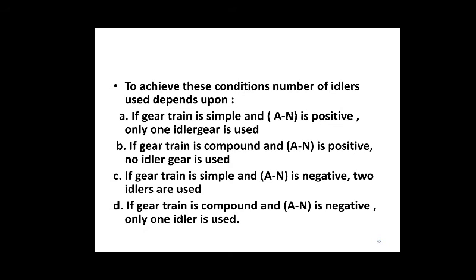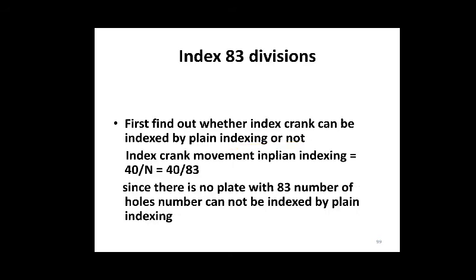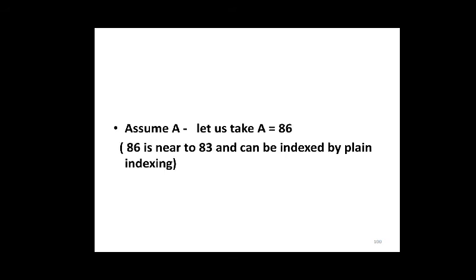Okay, now let us see directly the example, index 83 divisions. So first find out whether it can be indexed by plain indexing or not. So the formula is 40 upon N. Since there is no plate with 83 number of holes, it cannot be indexed by plain indexing. Now let us take A equal to 86. So 86 is near to 83 and can be indexed by plain indexing.